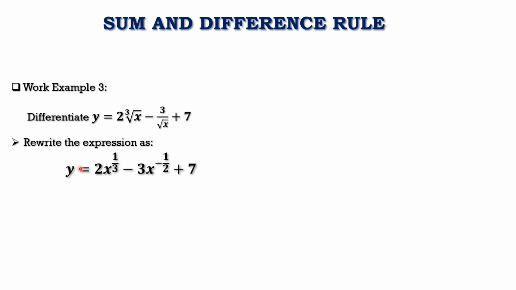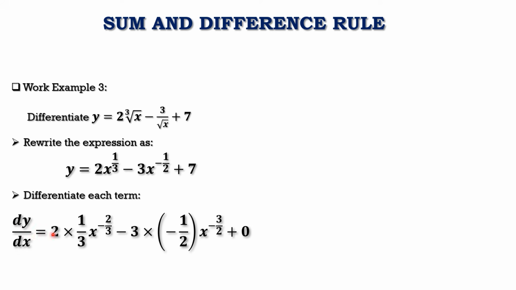For the first expression, we are going to use the multiply constant rule. Second expression, we are going to use the same rule. Then the last expression, which is the constant 7, we are going to use the constant rule of differentiation. So here we differentiate each term, which will be dy over dx equal to 2 times 1 over 3 x raised to the power minus 2 on 3. Maintain the constant, then differentiate the expression using the power rule.